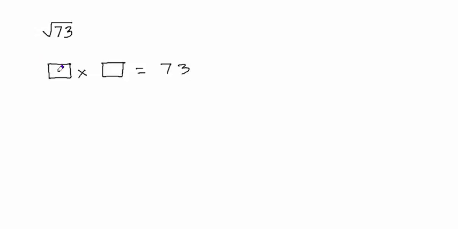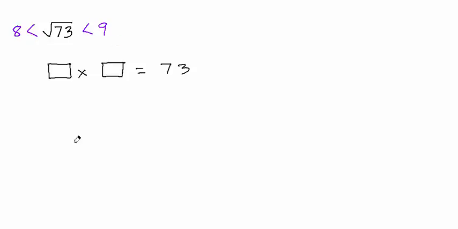If you're good with your multiplication tables, you probably realize that 8 doesn't work because 8 times 8 is 64. And 9 doesn't work because 9 times 9 is 81. This number 73 is actually between 8 times 8 and 9 times 9. Therefore, the square root of 73 is more than 8 but less than 9. It's a decimal number between 8 and 9.